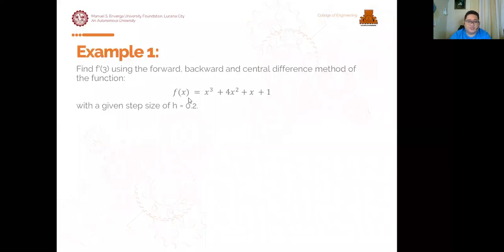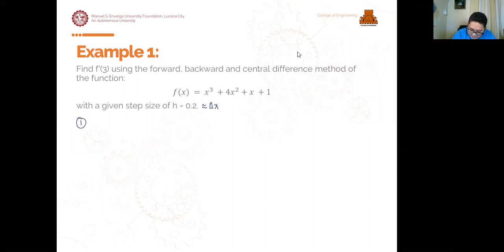Okay. So we have our first example. Example 1: find f prime of 3 using the forward, backward, and central difference method of the function f of x equals x cubed plus 4x squared plus x plus 1, with the given step size of h equals 0.2. Okay? So, what is asked of us is the value of the first derivative, taking our value of x as 3. Okay? So we will use the forward, backward, and central difference. Okay? The step size is equivalent to our delta x. Okay?